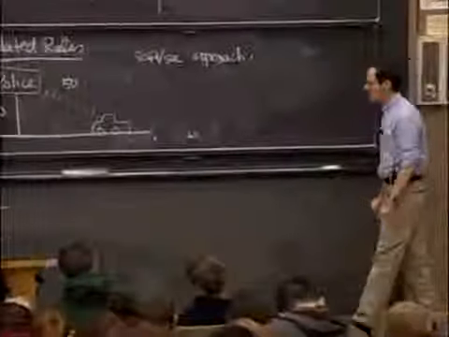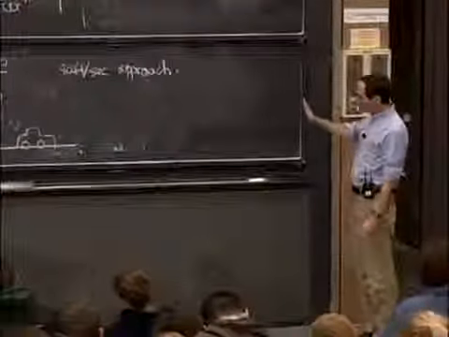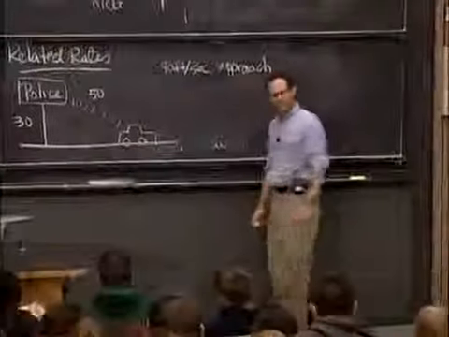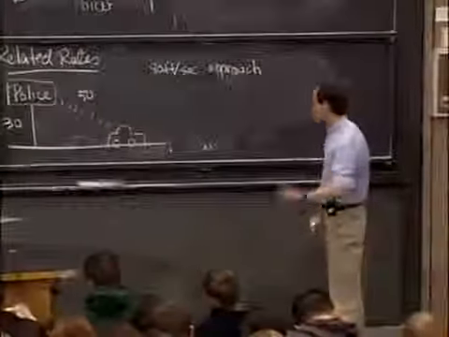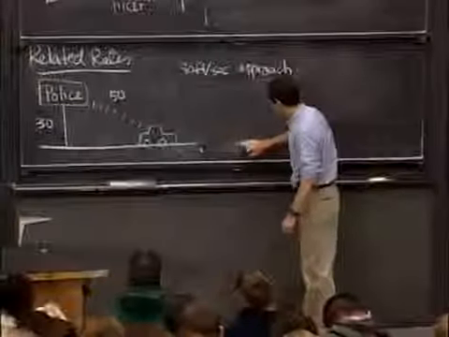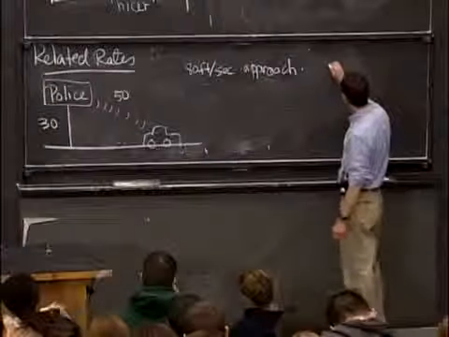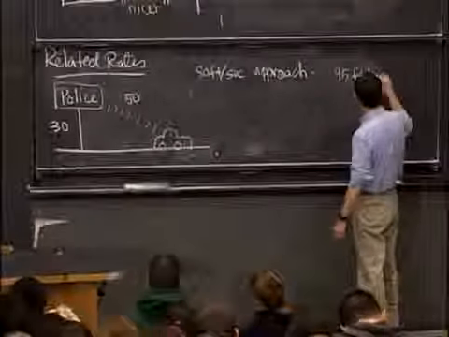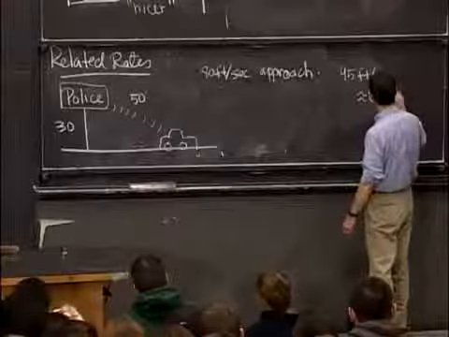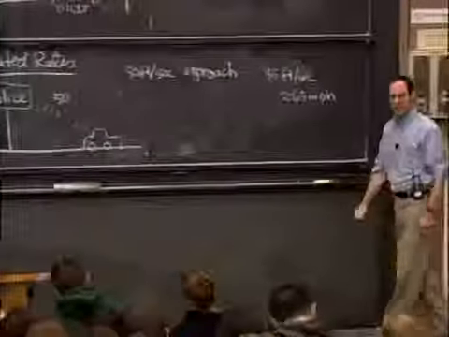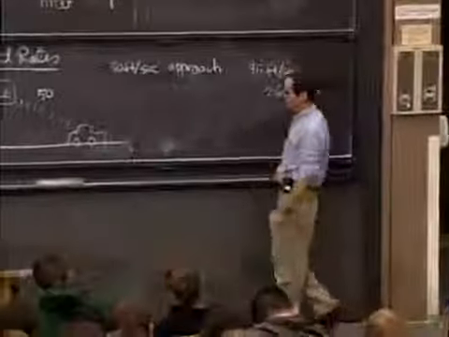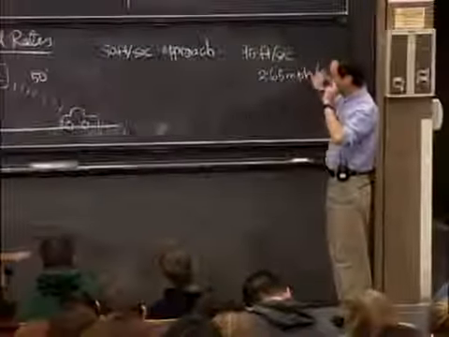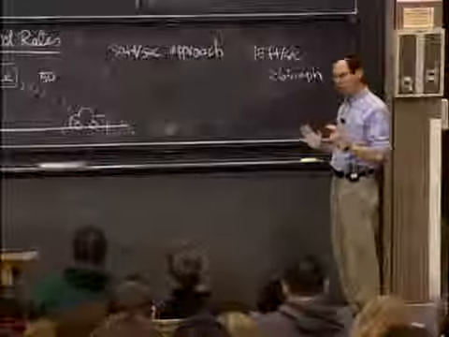Okay? Now, the question is, are you speeding? Right? That's the question. So when you're speeding, by the way, 95 feet per second is about 65 miles per hour. So that's the threshold here. So what I want to do now is show you how you set up a problem like this.